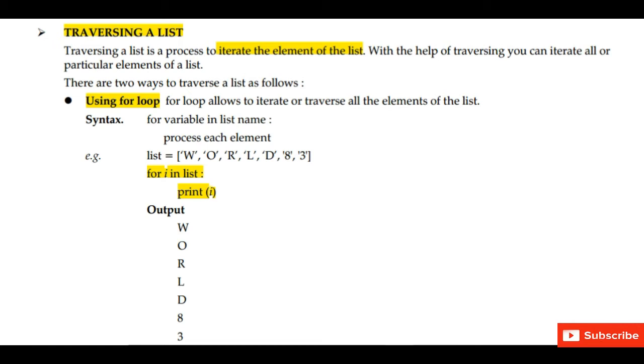Next we can also display the elements in the same line. How to do this? Print, and in the bracket we have written i, comma, end is equal to double quotes, and then we will close the bracket. So the output will be displayed in the same line.